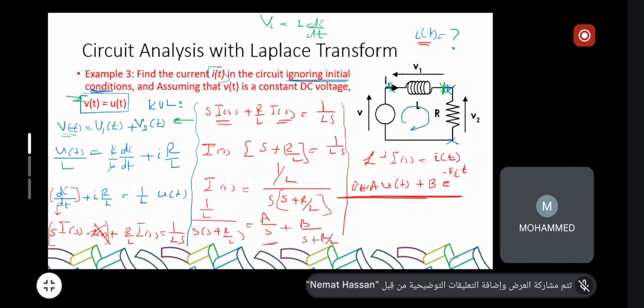And I divide it by L. Everything is divided by L, just to simplify. So this L and this L cancel each other out. I ended up with u of t over L is equal to di over dt plus IR over L. Clear? So this is what we have here. I just switched the two sides of the equation. Then at this point now I have a problem. This problem is in time domain and it's a differential equation, which is not easy to solve, not the easiest.